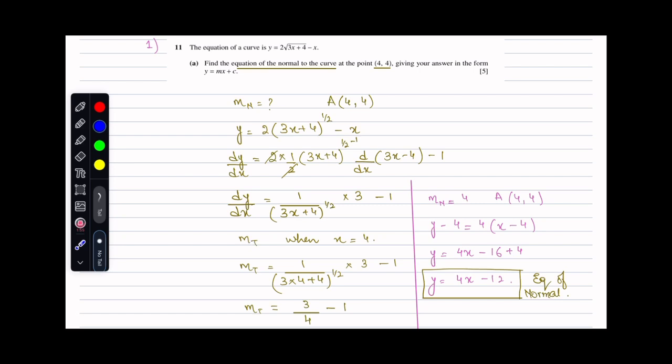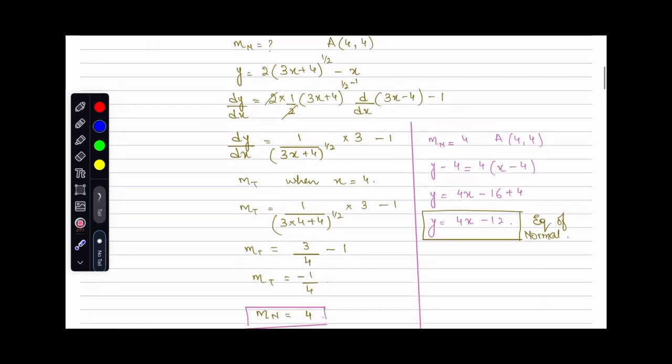So this means that the gradient of the tangent when the x value is 4 should be equal to 1 over (3 times 4 plus 4) to the power 1 by 2, times 3, and a minus 1. Solving it further, 3 times 4 is 12, 12 plus 4 is 16, and the square root of 16 is 4. So the gradient of the tangent becomes 3 divided by 4 and a negative 1, or simplifying it, the gradient equals negative 1 by 4.